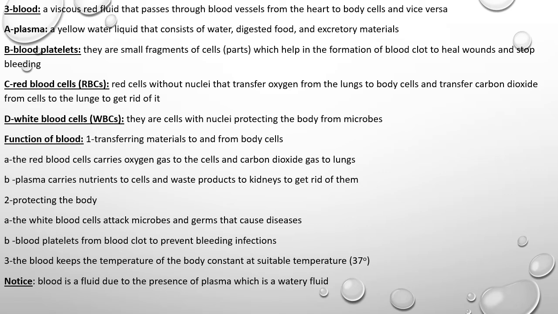Number 3, blood keeps the temperature of the body constant at a suitable temperature, 37 degrees Celsius. Notes: blood is fluid due to the presence of plasma, which is a watery fluid.